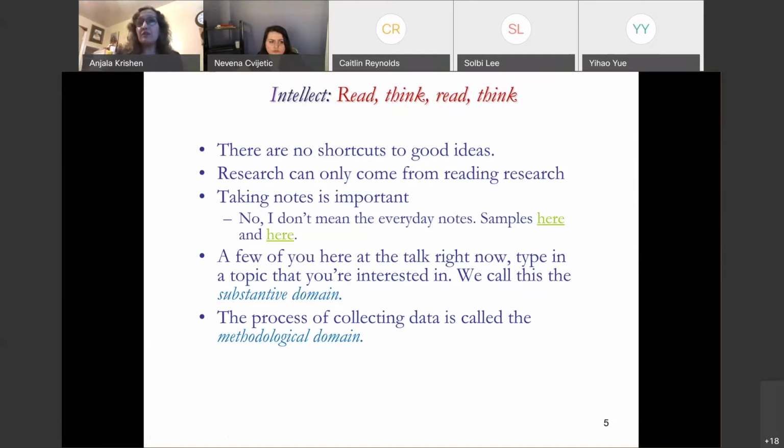Now, a few of you that are in the talk right now, type in a topic that you might be interested in, and I call that the substantive domain. So it is the domain that has to do with substance. We're talking about the topic that you might be interested in. Just type it for the heck of it. What might be a topic that you're interested in? And feel free to say, this is a topic that I need to do. Maybe you're not super interested in it.